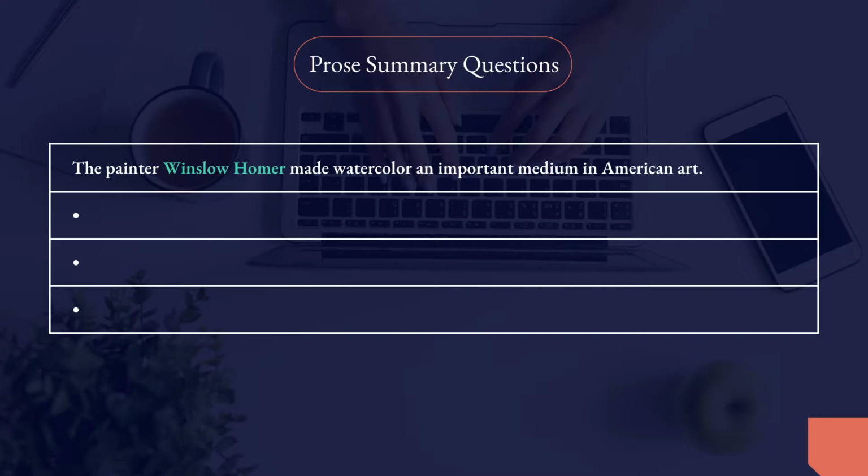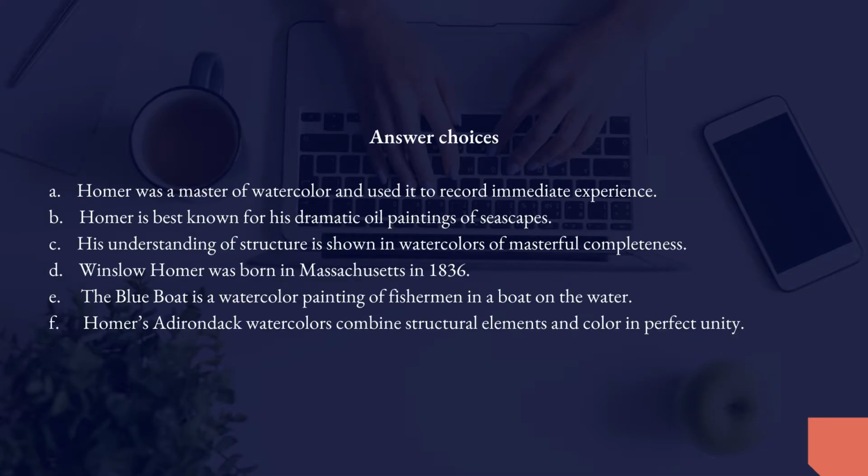By the way, when you're reading something to yourself, you don't have to stop and pronounce it correctly. You don't have to even read these names. This is the name of a painter. Just say WH. W for the name and H for the family name. So we have painter, we have WH, we have watercolor, we have medium, we have American art. These are very significant words. Now, let's go one by one.